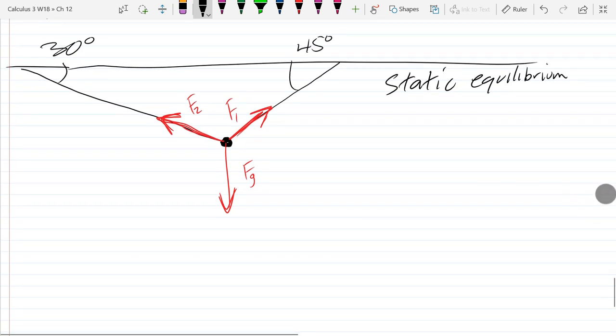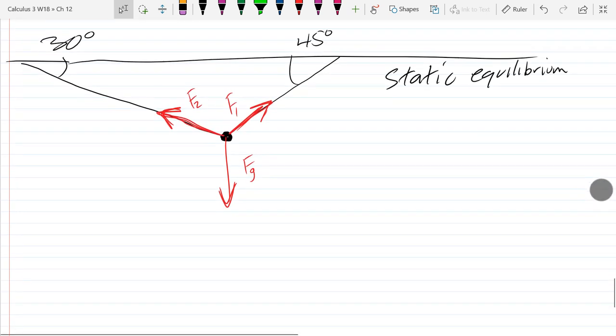What color is acceleration? Green. What's blue? Velocity. Oh, of course.